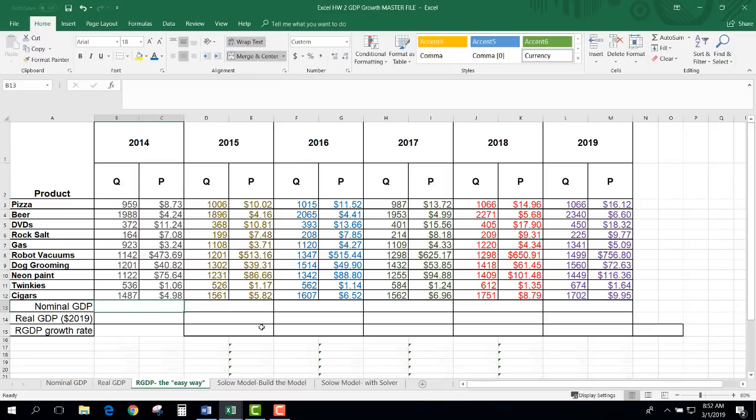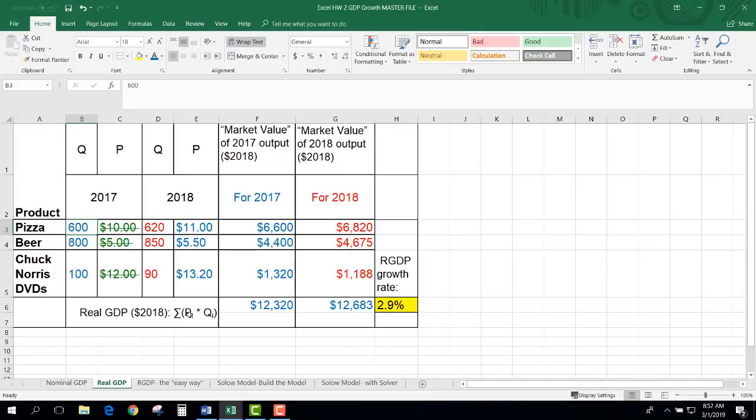Well, not really, because Excel has a function, you'll recall, that will add up the sum of a bunch of products. So this number times this number plus this number times this number plus this number times this number. Well, that's what GDP is, right? It's that sum right here, the sum of price times quantity.